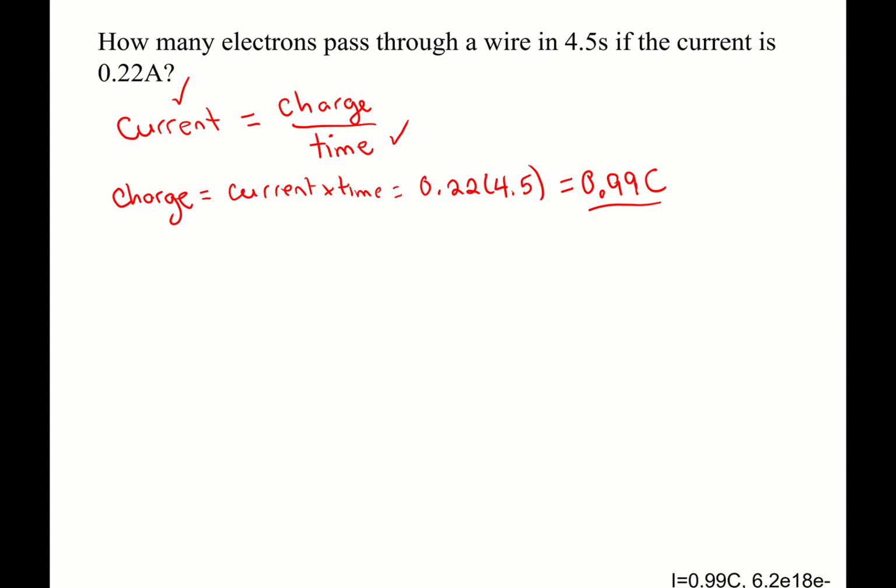Okay, so now the question is, how can I figure out how many electrons pass through the wire? Well, what do I know about an electron? Well, I know the electron has a charge of minus 1.6 times 10 to the minus 19 coulombs. I'm going to ignore the minus right now because I'm just counting the magnitude. Okay, so each electron has a charge of 1.6 times 10 to the minus 19 coulombs, and I've got a total of 0.99 coulombs. So how am I going to find it? I don't have an equation.